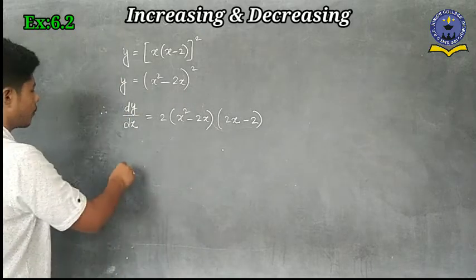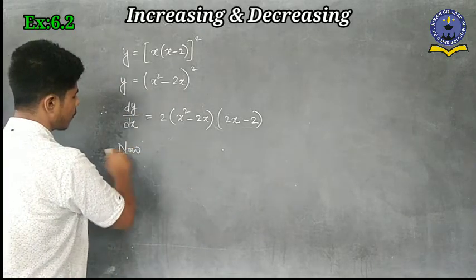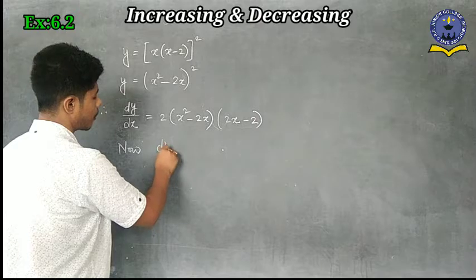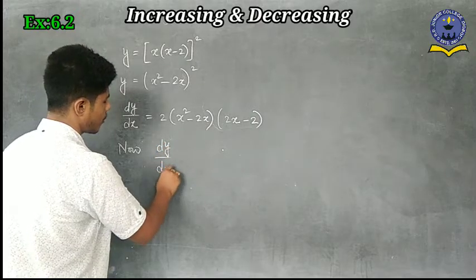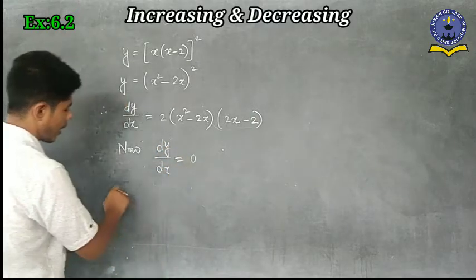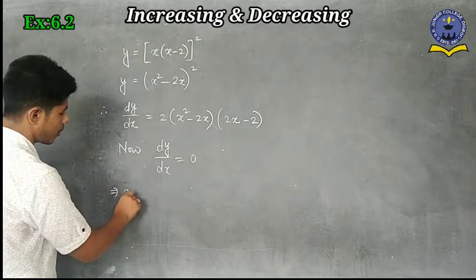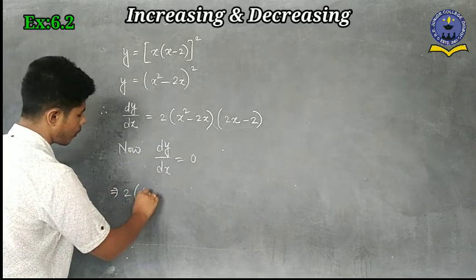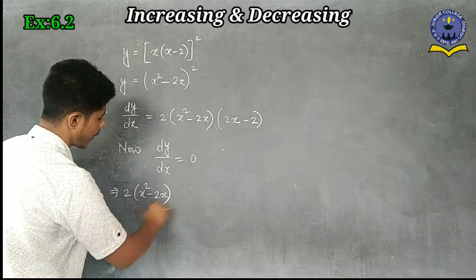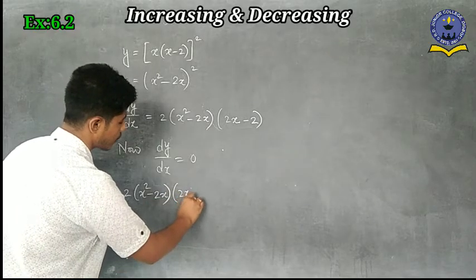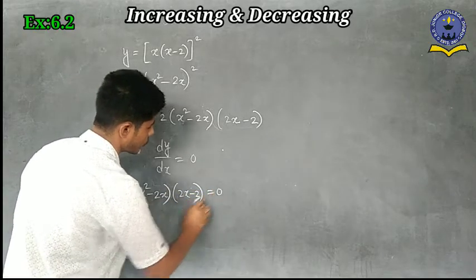Now after that, what you have to do? Now from here we have to find out the critical points. So dy/dx equal to 0. And this implies dy/dx, which is 2 into (x squared minus 2x), into (2x minus 2), equals 0.